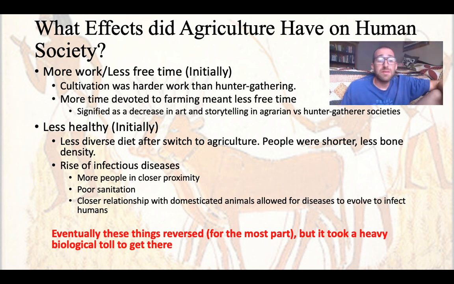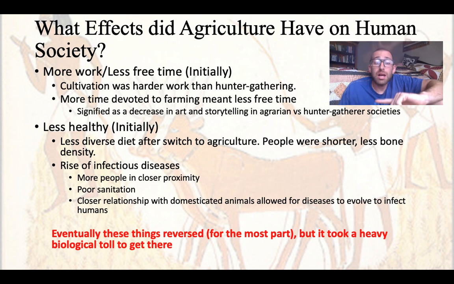Right? People are now living in cities, in close proximity to each other. These cities often had, especially early on, poor sanitation. And we now see a closer relationship between humans and domesticated animals that's going to allow diseases to jump over from those animals and begin infecting humans. So we have a lot of these negative aspects of agriculture that went on, especially initially.